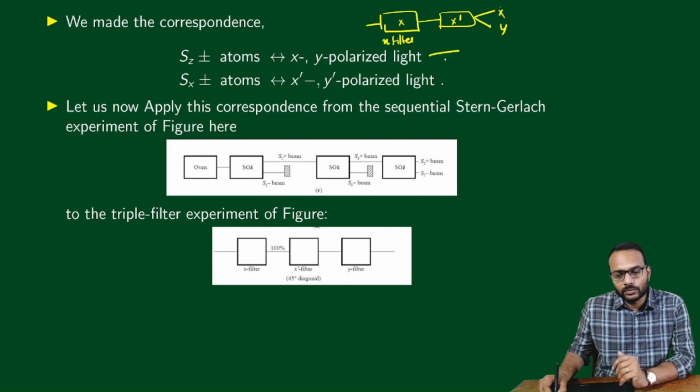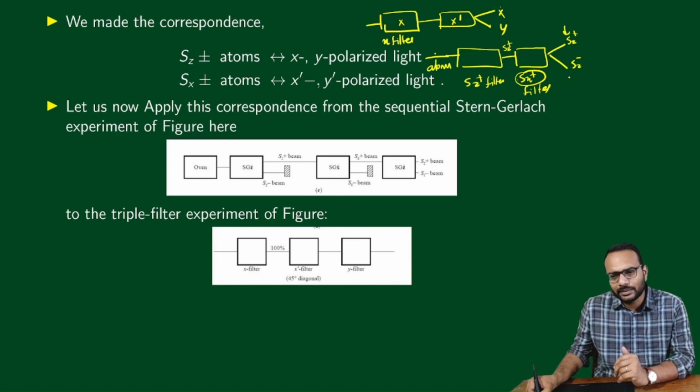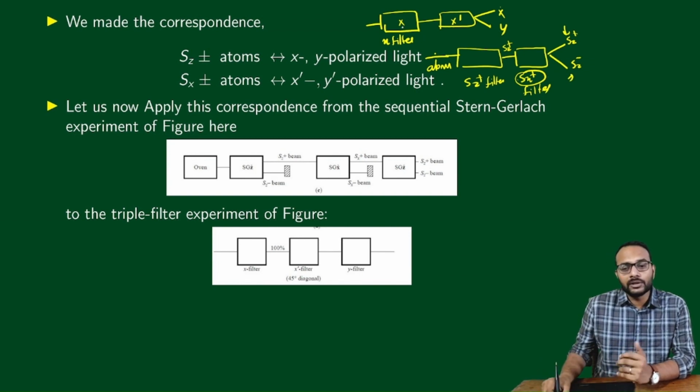We had atoms, and first we had what we called an Sz plus filter. Now I subject it to an Sx plus or Sx minus filter, and then I see that it picks up. Here there's only Sz plus component, but now it picks up both Sz plus and Sz minus. So this means that maybe these atoms which are characterized by Sx plus are some sort of a vector which can be written as a combination of a vector corresponding to Sz plus and a vector corresponding to Sz minus. Because here we exactly had that.